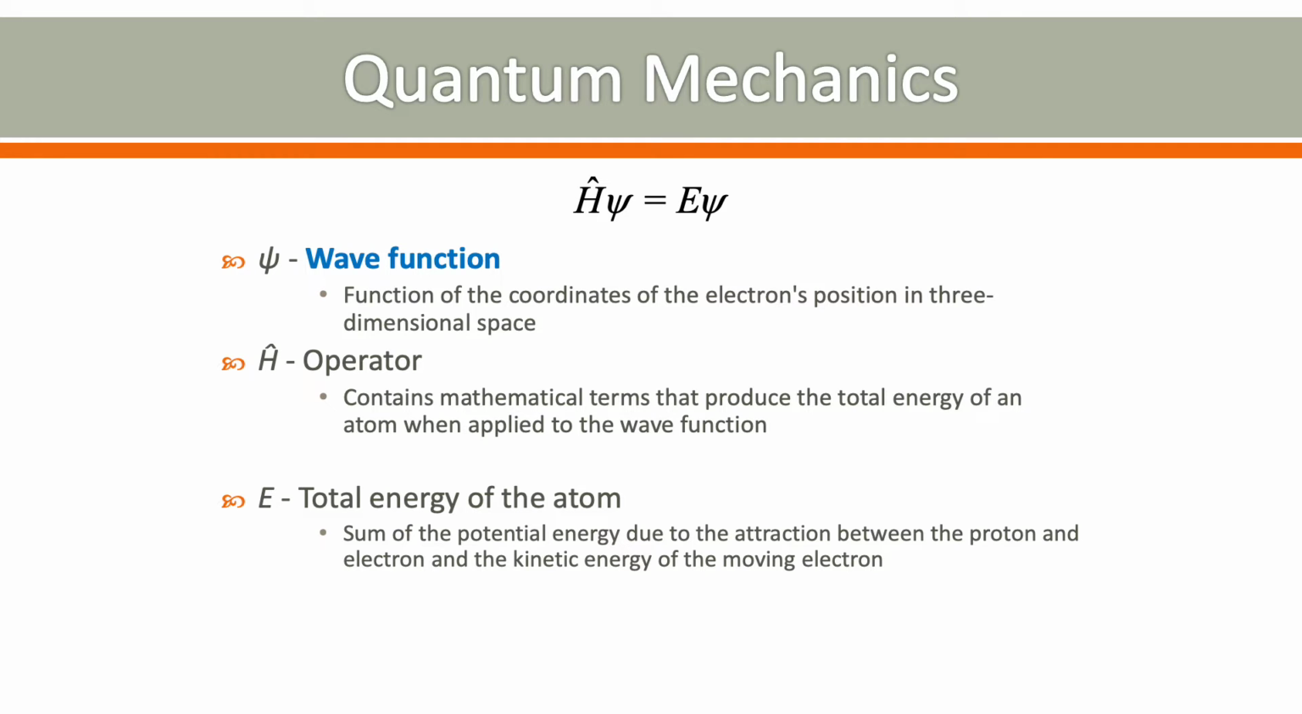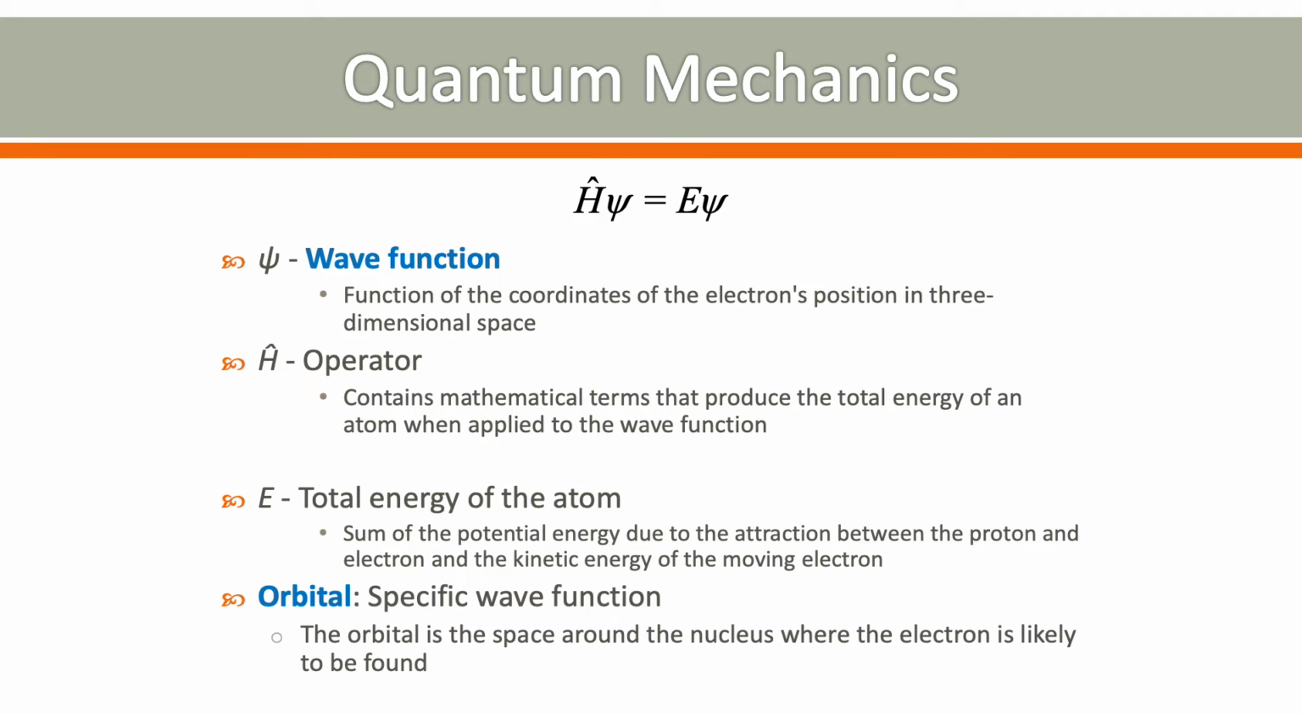E is the total energy of the atom, or the sum of the potential energy due to the attraction between the proton and the electron, and the kinetic energy of the moving electron. But the main takeaway from this slide is that the wave functions that satisfy the equation are called orbitals. In other words, there are multiple wave functions that fit this equation. This is common when working with wave functions in calculus.